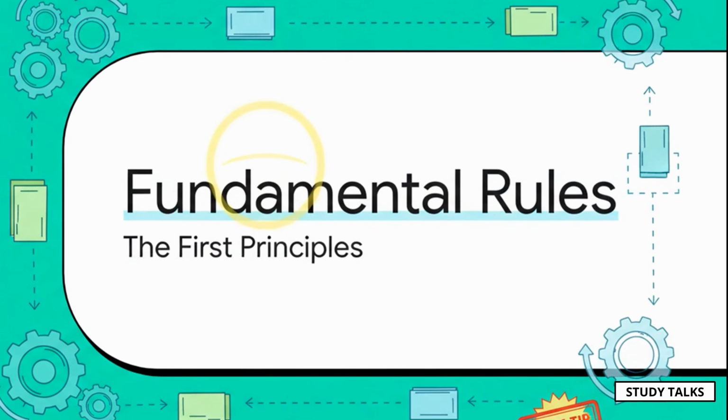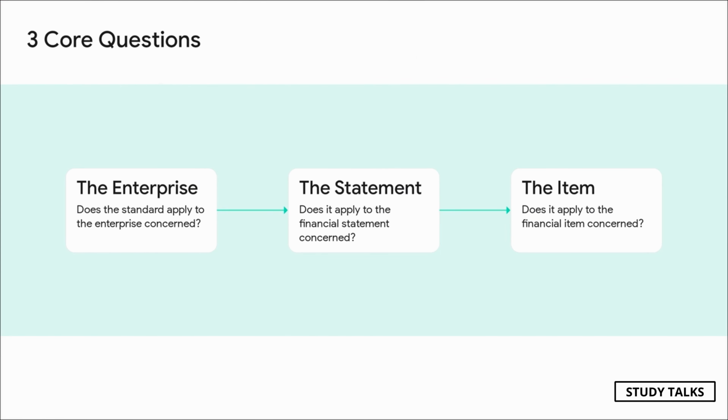Okay, first things first. Before we even start thinking about turnover limits, borrowing limits, or any of that stuff, we have to lay the groundwork. We need to get a grip on the foundational principles of applicability. These are the absolute first principles you've got to check every single time. So, before you even look at a single number, you have to ask yourself these three core questions. Think of it like a three-gate security check. Gate 1. Does the standard even apply to this type of business, this enterprise? For most businesses, the answer is going to be yes. Gate 2. Does it apply to the financial statement we're making right now? And finally, Gate 3. Does it apply to the specific line item we're dealing with? You need a yes at all three gates before you can even proceed.